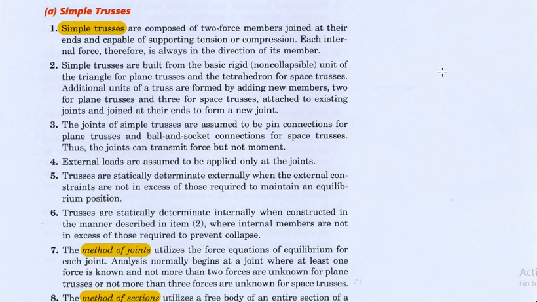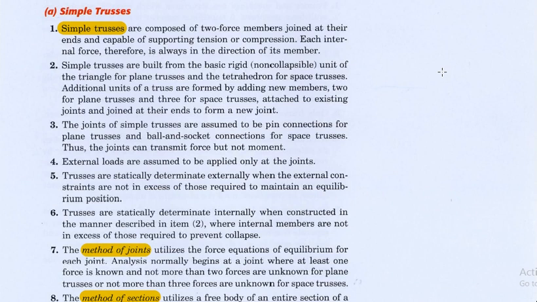So basically, the simplest type of trusses is simple trusses or plane trusses. So what are simple trusses? Simple trusses are composed of two members joined at their ends and they are capable of supporting tension or compression. Each internal force is always in the direction of its member. So simple trusses are basically members in which, in terms of plane trusses, three members, and in terms of space trusses, quadrilateral or four members are joined together to withstand the load under the equilibrium condition.